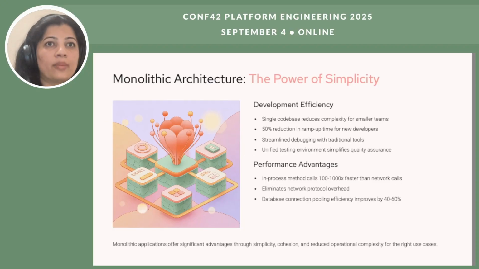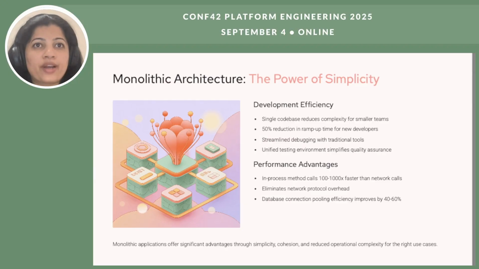Now, let's talk a little bit about the monolithic architecture. So, the monolith is a single unified code base. And despite what we often hear, monoliths offer some advantages, which is that they make development more efficient, especially for smaller teams. Onboarding is quicker, debugging is more straightforward, and testing is simplified in a unified environment. So, ramp up time for new developers is usually reduced by up to 50%.